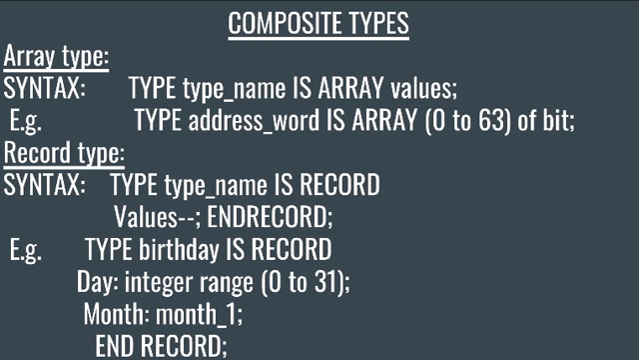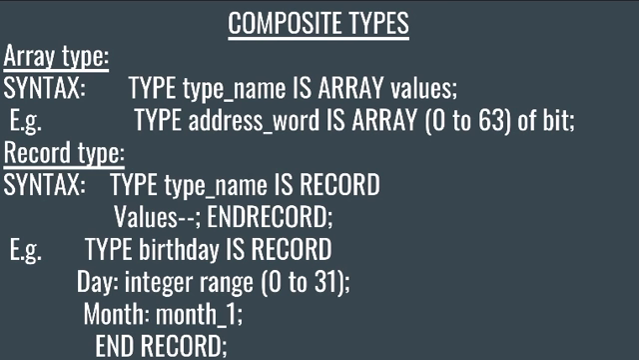For the next, we have composite types. The composite types represent a collection of values. The first type we have is the array type. That means an object of an array type consists of the same type of elements. I have also mentioned some syntax and examples for the array type.